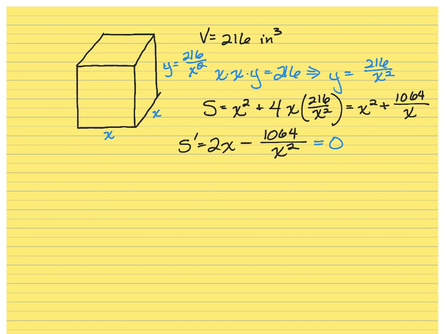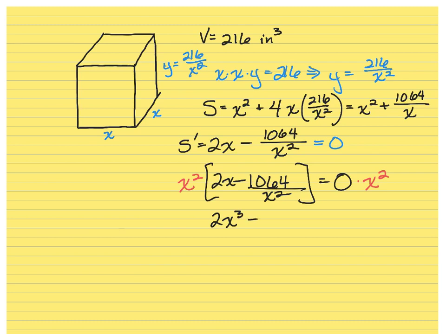And I'm going to multiply everything by x squared here. Okay, and that gets rid of the fraction and makes it just a little easier to work with. Multiply both sides of the equation by x squared. And so that leaves 2x cubed minus 1064 equals 0.